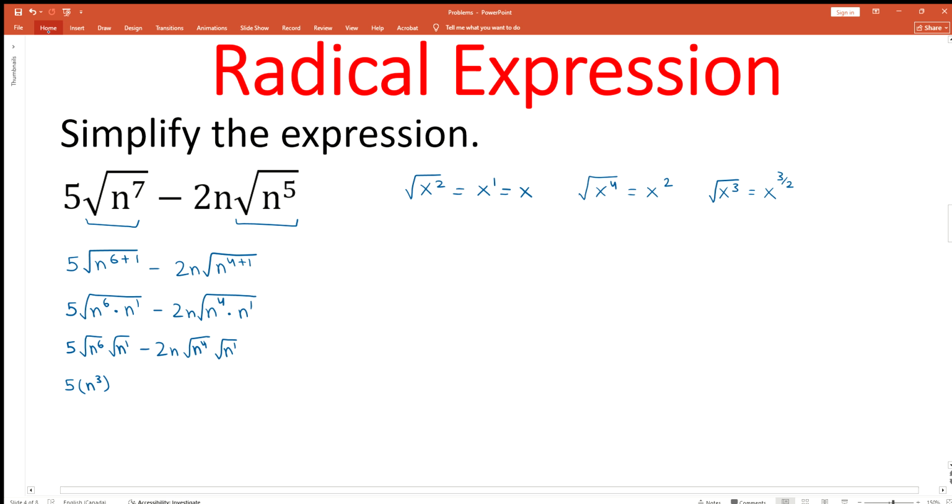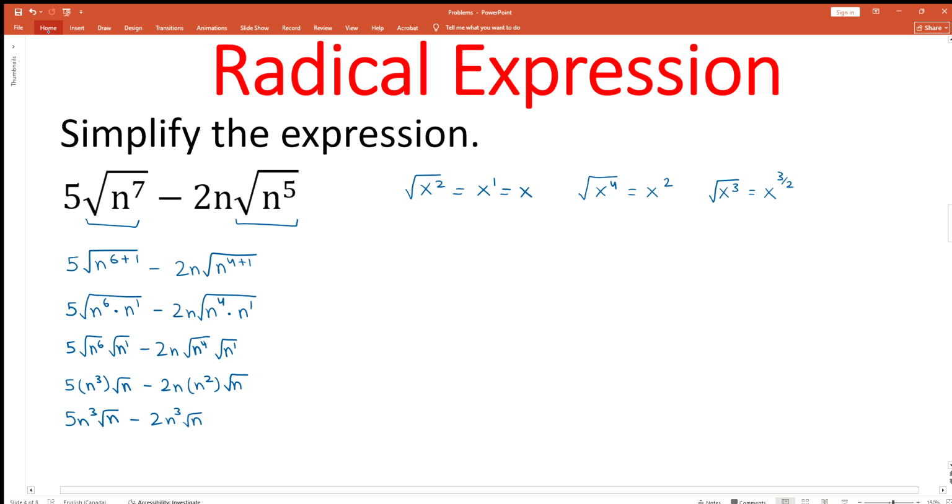And square root of n to the power 1 cannot be simplified because we will get 1 over 2 in the exponent. So we'll keep it in the radical form. We can write it as square root n. In the second term, square root of n to the power 4 is equal to n squared times square root n. In the first term, I get 5n cubed times square root n minus 2n cubed square root n. Because n times n squared is equal to n cubed, we add the exponents 1 and 2.